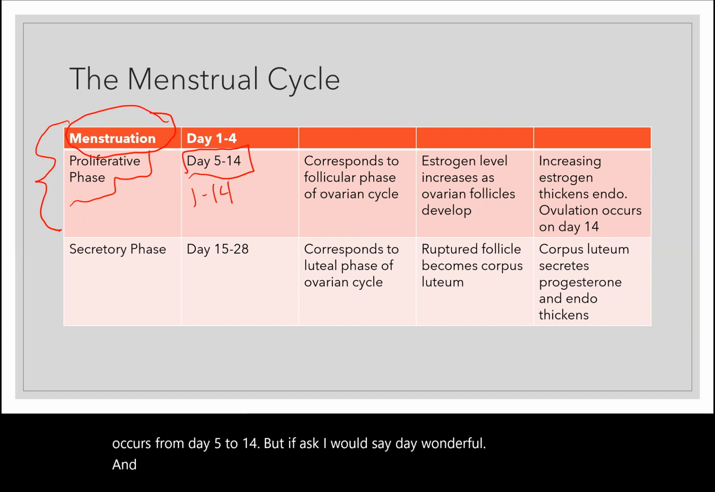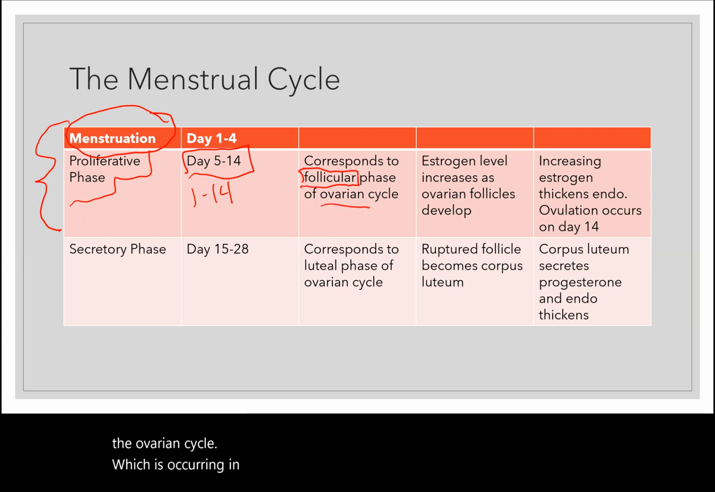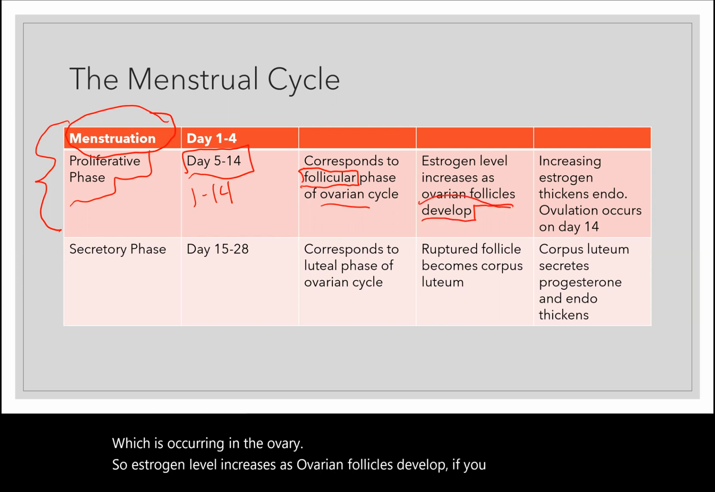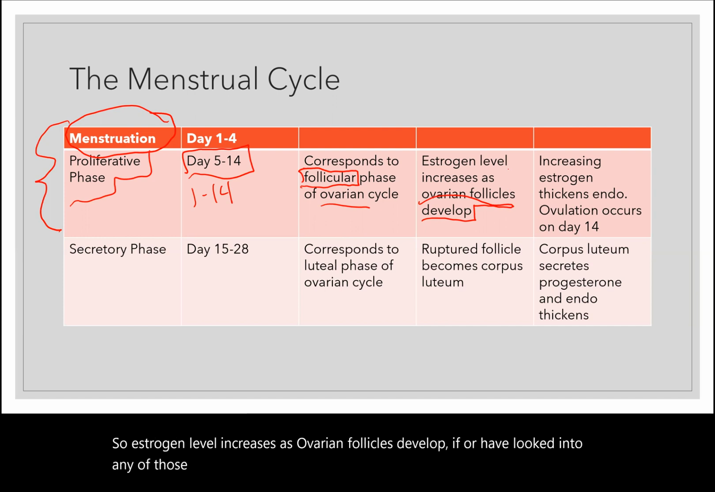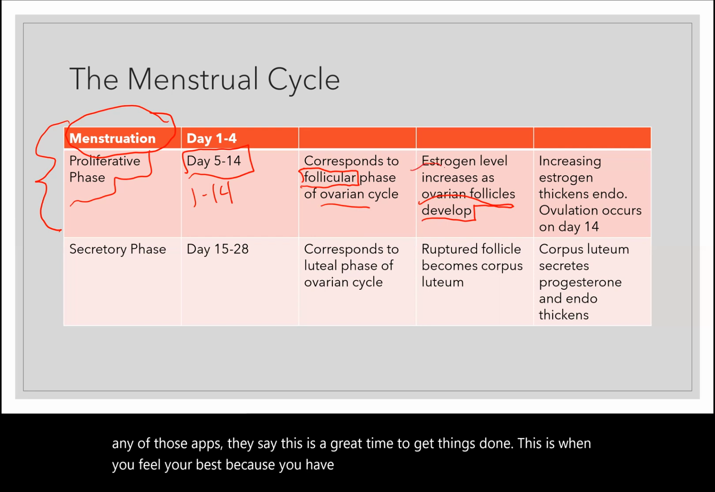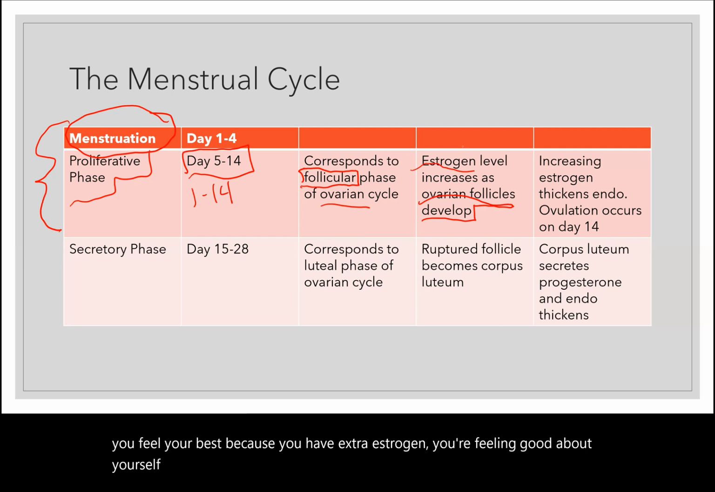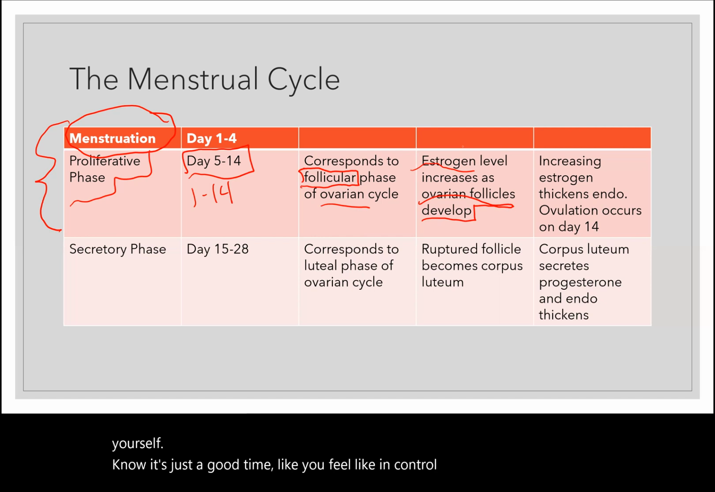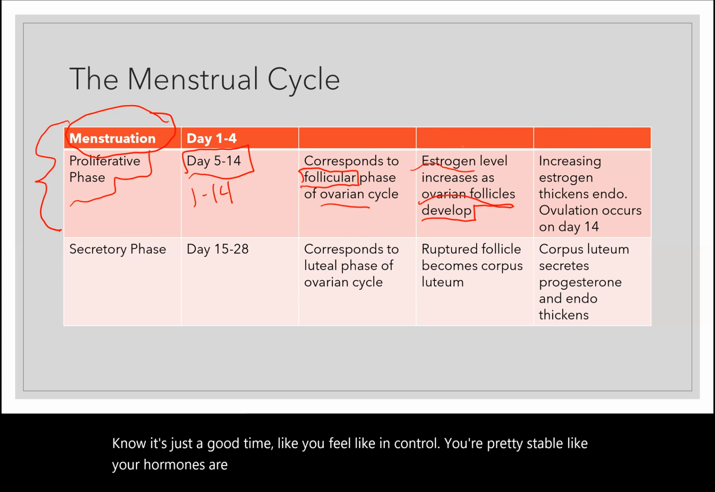And this corresponds to the follicular phase of the ovarian cycle, which is occurring in the ovary. So estrogen level increases as ovarian follicles develop. If you have looked into any of those apps, they say this is a great time to get things done. This is when you feel your best because you have extra estrogen, you're feeling good about yourself. It's just a good time. You feel in control, you're pretty stable, your hormones aren't crazy. And as the estrogen increases, it causes a thickened endometrium.